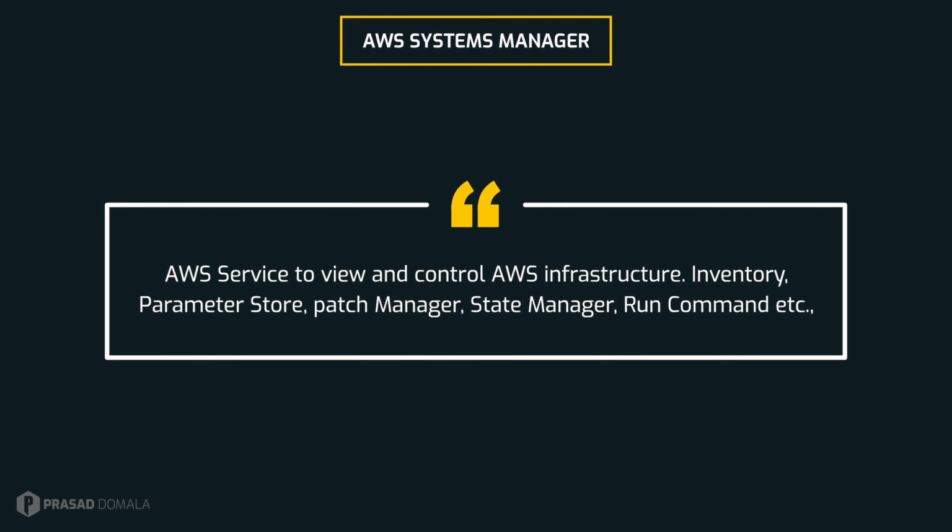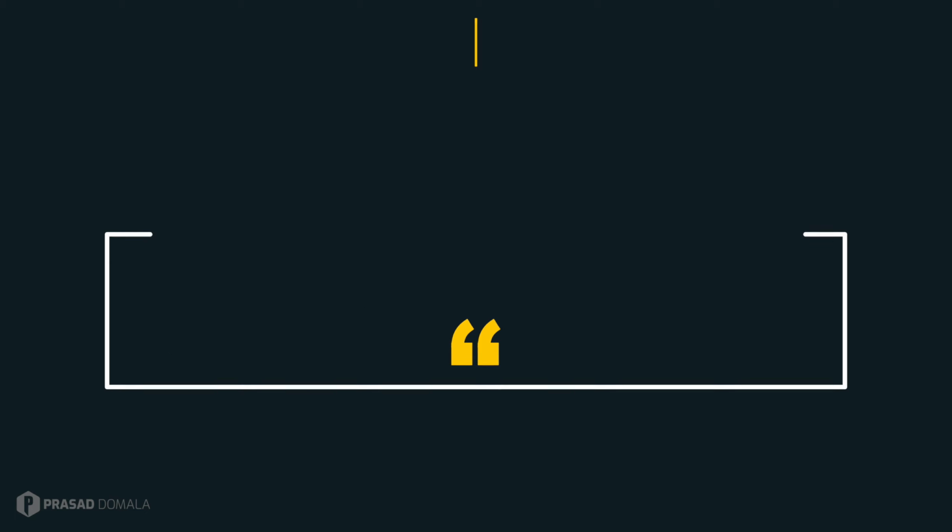As you might already know, AWS SSM or Systems Manager is an AWS service to view and control your AWS infrastructure. It has many capabilities like inventory, parameter store, patch manager, state manager, and so on. So it really is a vast service with a bunch of capabilities. Today we'll be using its port forwarding capability.